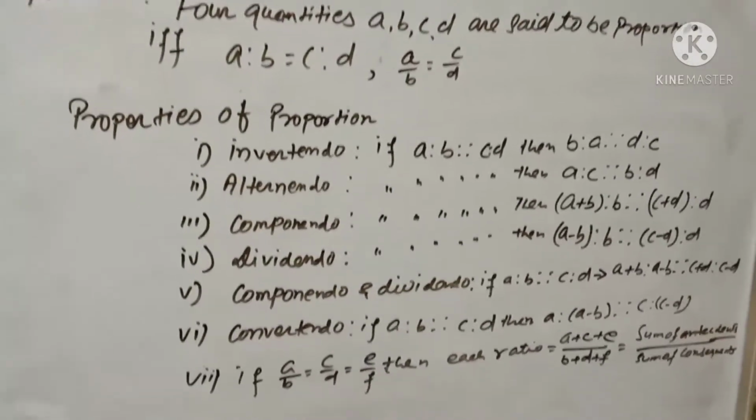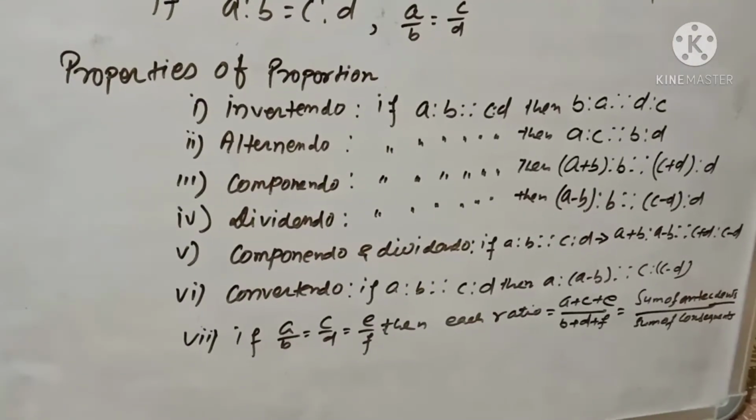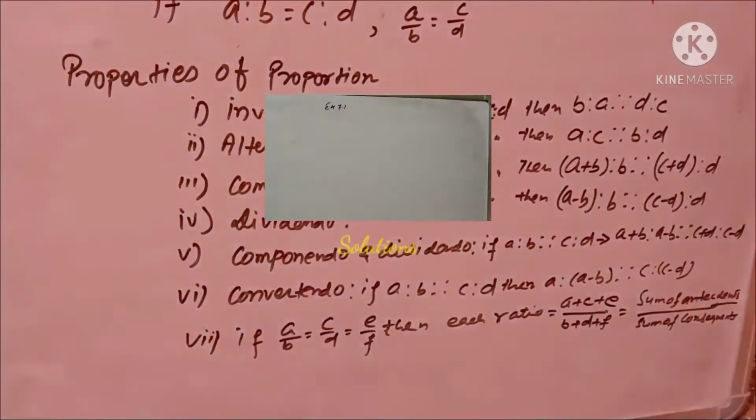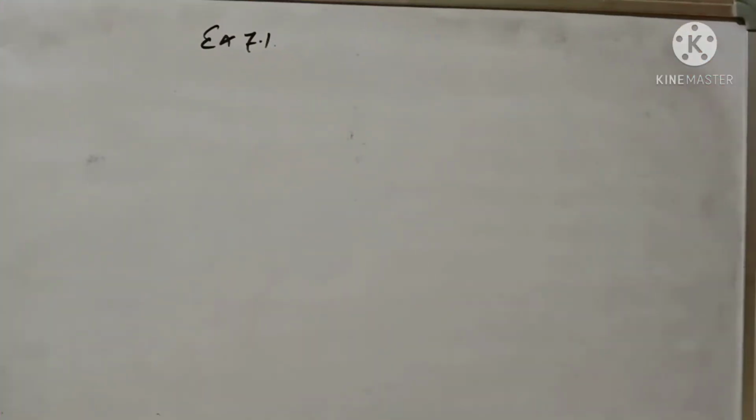Please write down this term, and now we have to move to the exercise. Exercise 7.1, question number 1. An alloy consists of 27 1/2 kg of copper and 2 3/4 kg of tin. Find the ratio by weight of tin to the alloy.